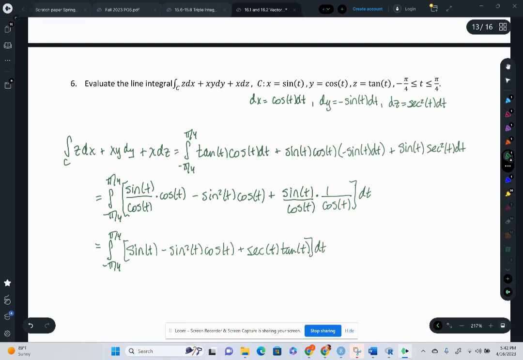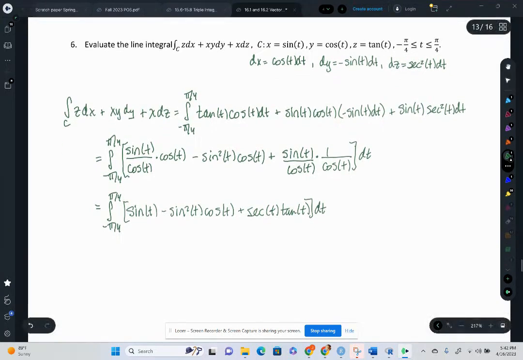And I rewrote it that way because the antiderivative of that is just secant, so I don't have to do any funky u subs or anything. That makes that easier. So I just have one u sub right here. I'm going to go off to the side and deal with it.